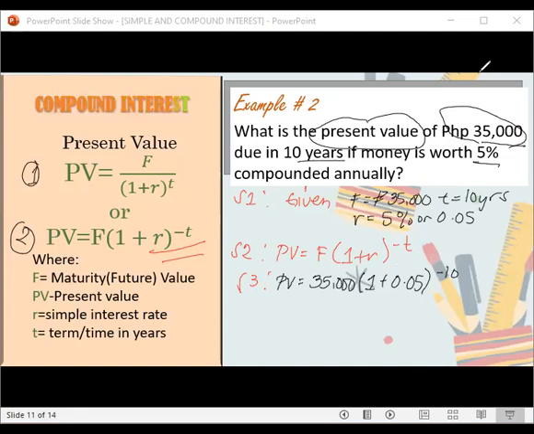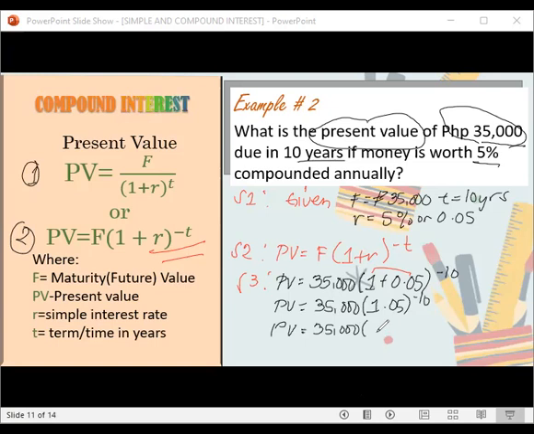So, GEMDAS po tayo. Ano ang mauuna? Siyempre, yung nasa loob ng parenthesis. So, 1 plus 0.05. Copy natin muna to. So, 1 plus 0.05 is 1.05 raised to -10. O, GEMDAS, present value is equal to, syempre, dun muna tayo sa exponent. So, copy natin, 35,000 times 1.05 raised to -10.